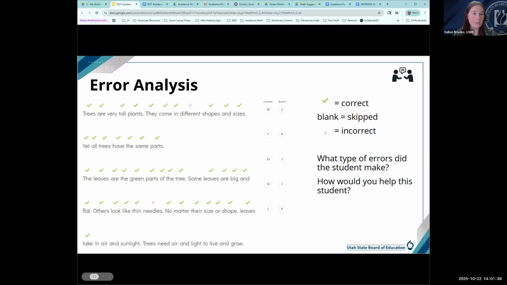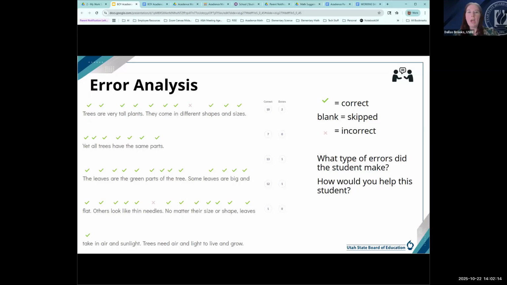They didn't read it at all. So it's just skipped. And then the X's above are for the incorrect ones. So in that first line, the student read different incorrectly. So if we are looking at our student assessments and what they're doing, we can gain a lot of knowledge from this. Just looking through here quickly, the student has some skipped words, very and some. And then the student also has some words that they didn't pronounce correctly, which would be different, needles.